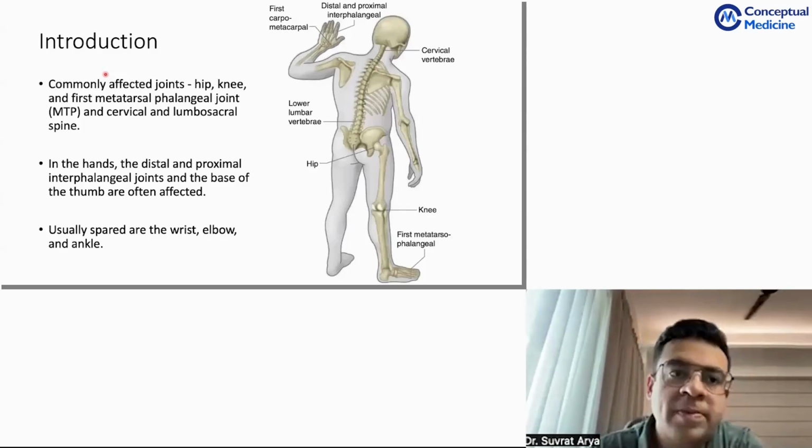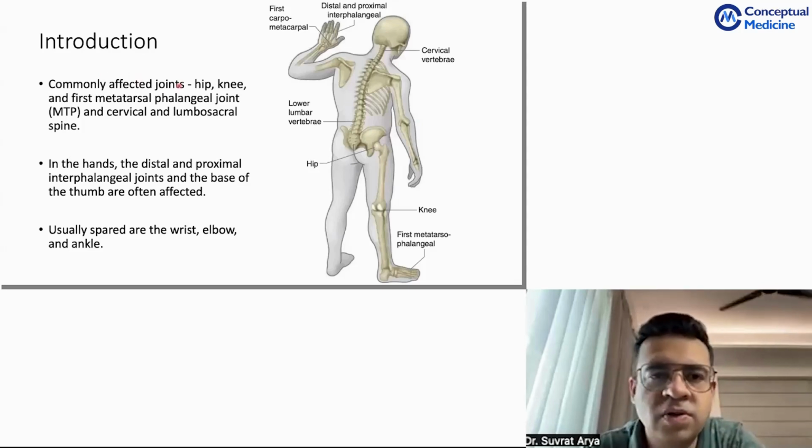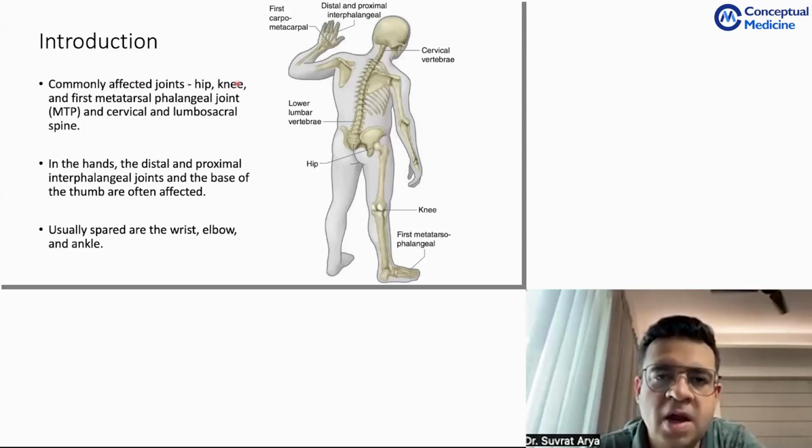The most common joint which gets affected by osteoarthritis is the knee joint. However, the hip joint, first metatarsophalangeal joint of the foot, and cervical and lumbar spine are the common areas where wear and tear happens and the symptoms of osteoarthritis can occur.